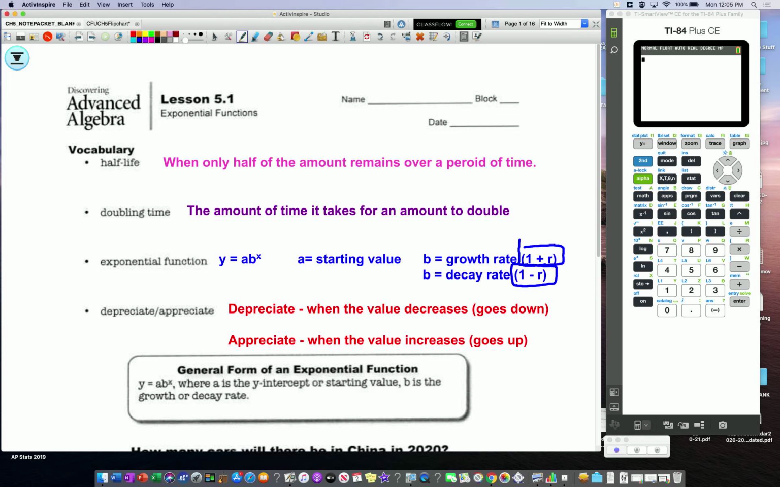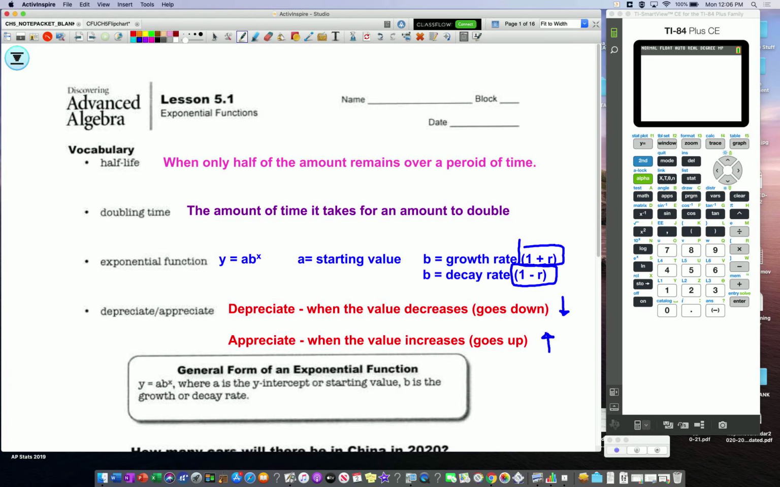The last two words are a review, going back to chapter 1, where we talked about recursive definitions and geometric. Well, a geometric can actually be written as an exponential function. So we review these two words, appreciate and depreciate. Remember that depreciate is when something goes down in value. Appreciate is when something goes up in value.